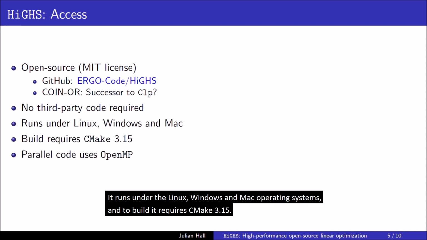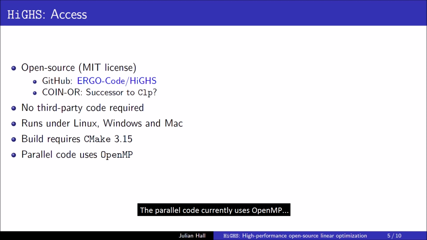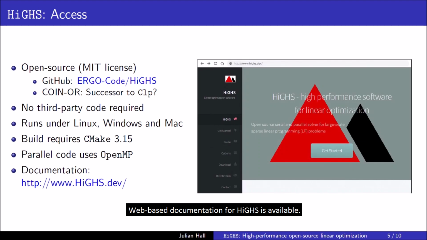It runs under the Linux, Windows and Mac operating systems, and to build it requires CMake 3.15. The parallel code currently uses OpenMP, but we expect to move to the native C++ thread support library. Web-based documentation for HiGHS is available.